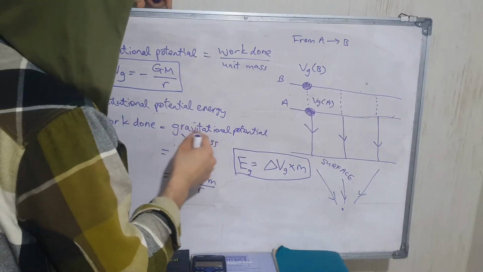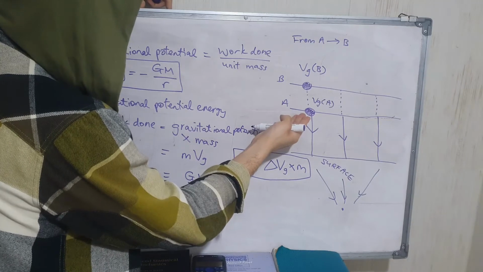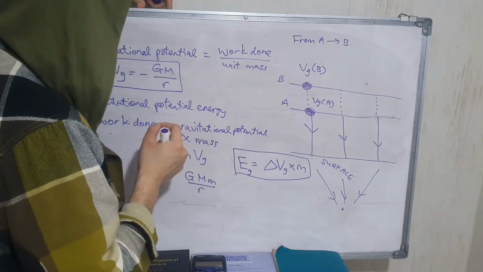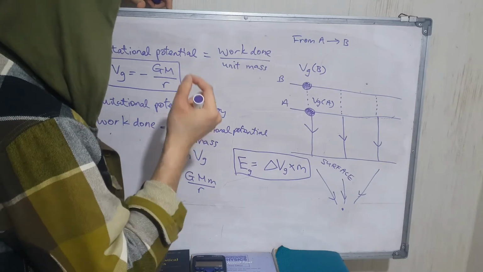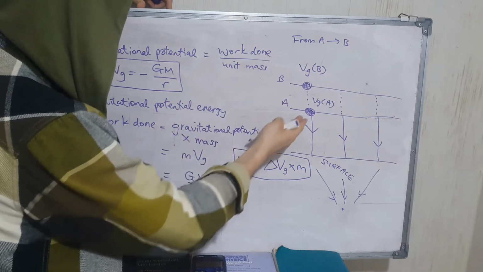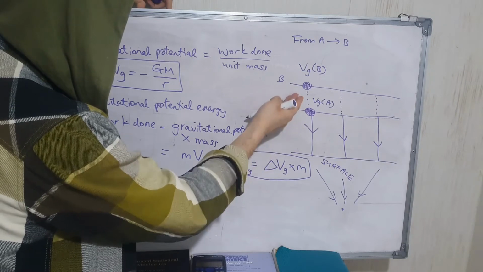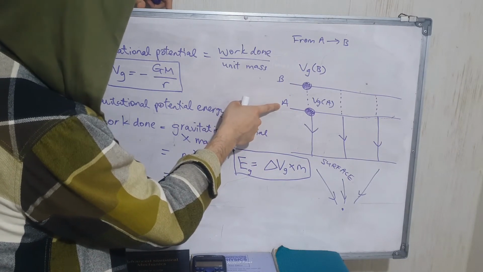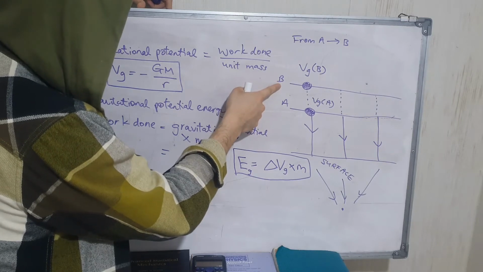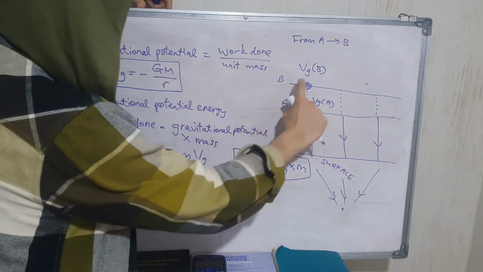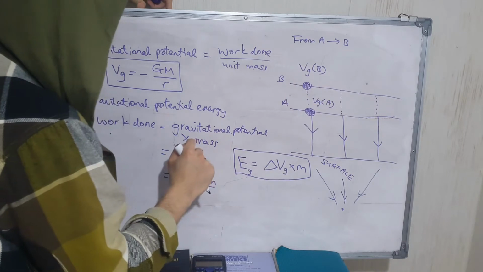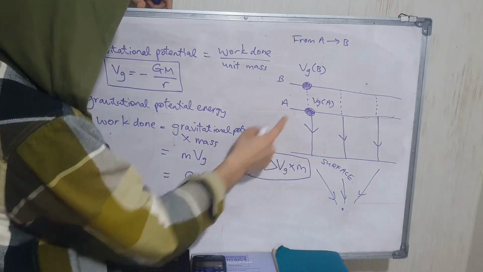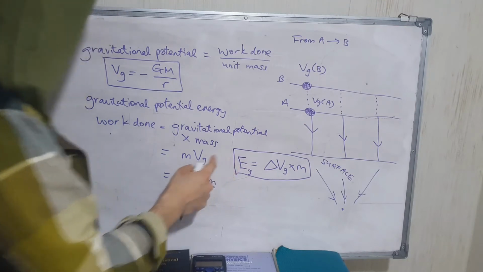So when you move an object from A to point B, because you're moving against the gravitational field, you're doing work. You're putting energy into the object to move it from A to B. At point A there's a gravitational potential, at B there's a gravitational potential, and there's a change in the gravitational potential. When you multiply that by m, the mass of the object, that gives you the gravitational potential energy.